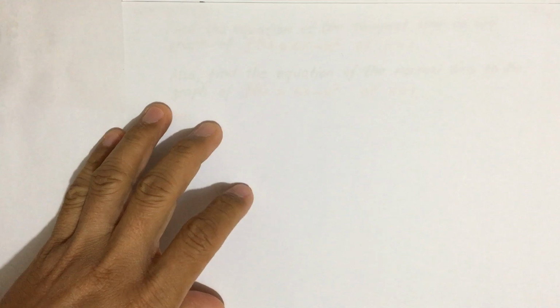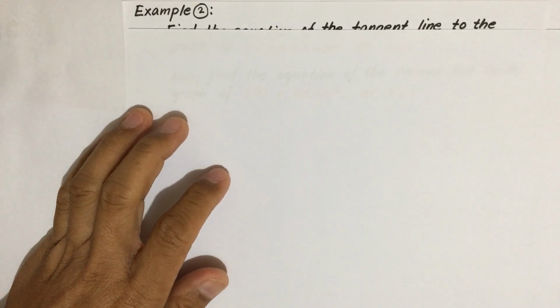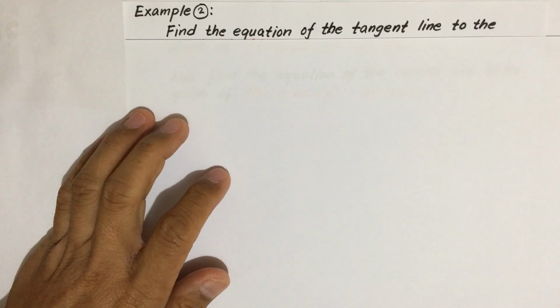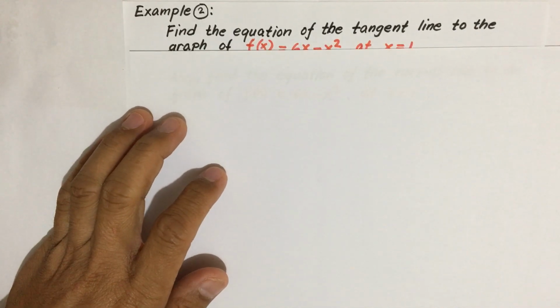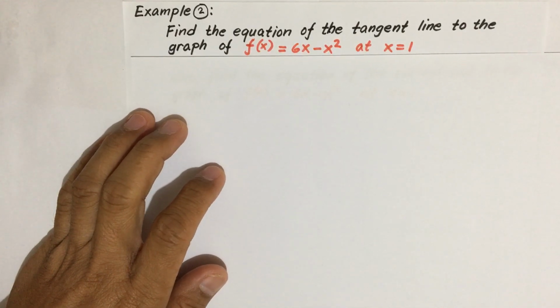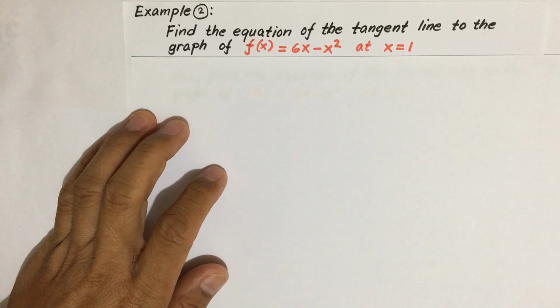Okay, so let us solve now the second example about our topic called slope. So our second example is something like this. Find the equation of the tangent line to the graph of f of x equal to 6x minus x squared at x equal to 1.